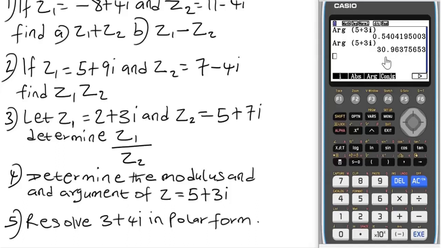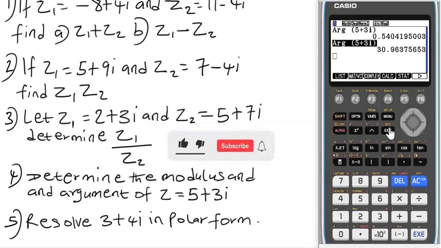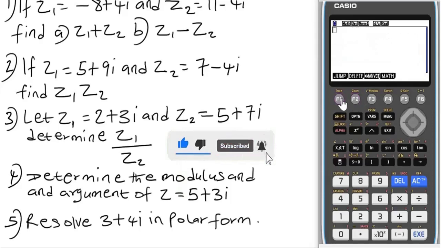Alright, so it's as simple as that, guys. Okay, now lastly, let's solve question 5 before we call it a class. Alright, so let's adjust it here and delete everything here. Delete all. Okay, go back to option. Now complex, F3. So let's solve question 5.